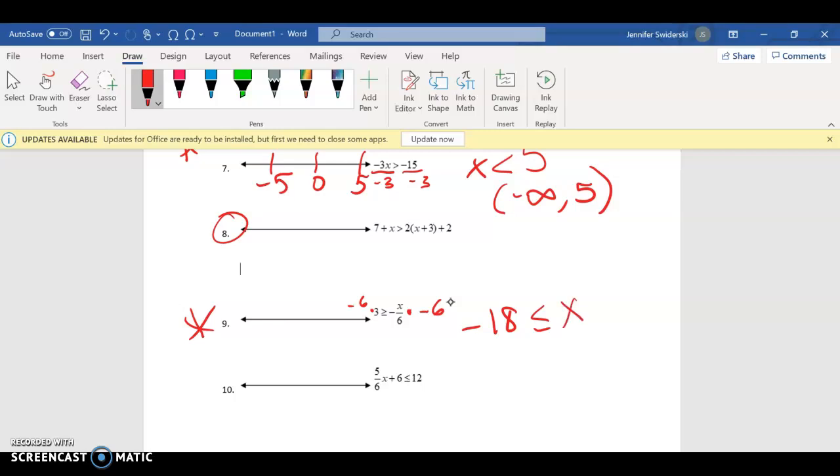I guarantee a lot of you are saying, wait, Ms. Swiderski, but we have to put the variable first. Right, let's flip it again. So I get x is greater than or equal to negative 18.